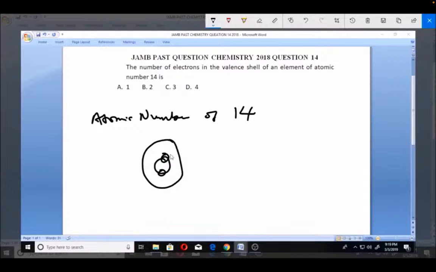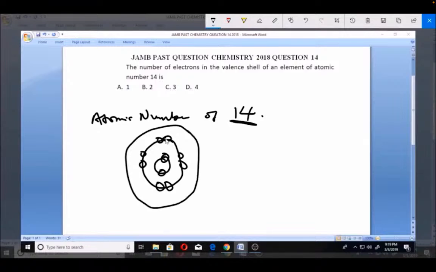So you now have to count out the electrons according to the atomic number. So you have 14. So you have 1, 2. This one should have 8: 1, 2, 3, 4, 5, 6, 7, 8. That has completed it. But is it up to the atomic number? Here is 14. So we have 1, 2, 3, 4, 5, 6, 7, 8, 9, 10. It's still 10, remaining 4. So you have to have another electron shell, but this time around it will not be up to 8, because what is remaining is just 4. So you have 1, 2, 3, 4.